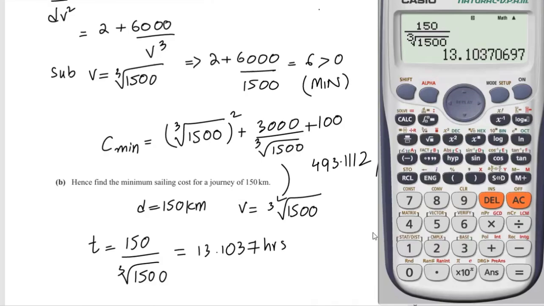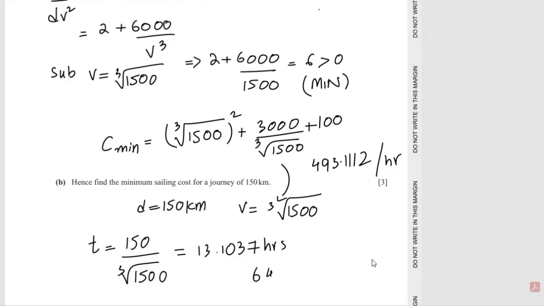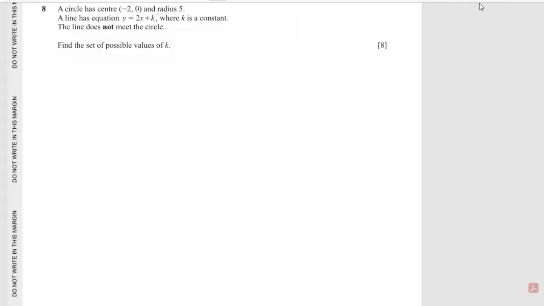So what are we going to do? We need the minimum cost. Let's multiply this with 493.1112. And this will give me 6461.58, approximately 6460, right? And that is the cost in dollars.